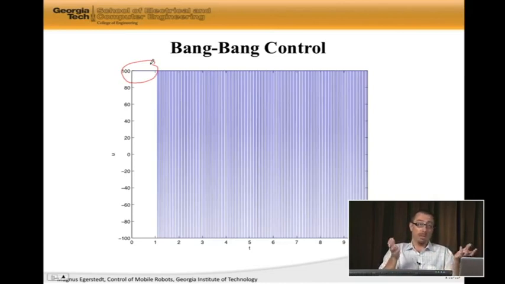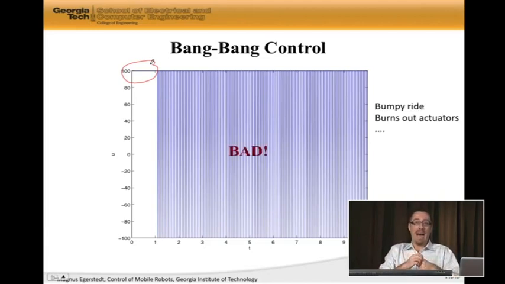Well, when the error was 0, the u was supposed to be 0, but the error is never going to be exactly 0. Just ain't going to happen. And this is bad. Because what's going on? Well, first of all, we get a really bumpy ride. We're going to be tossed around in the car, backwards, forwards, because of all these accelerations that are being induced by these extreme control signals. We're also burning out the actuators. We're asking the car to respond extremely aggressively, and for no good reason.